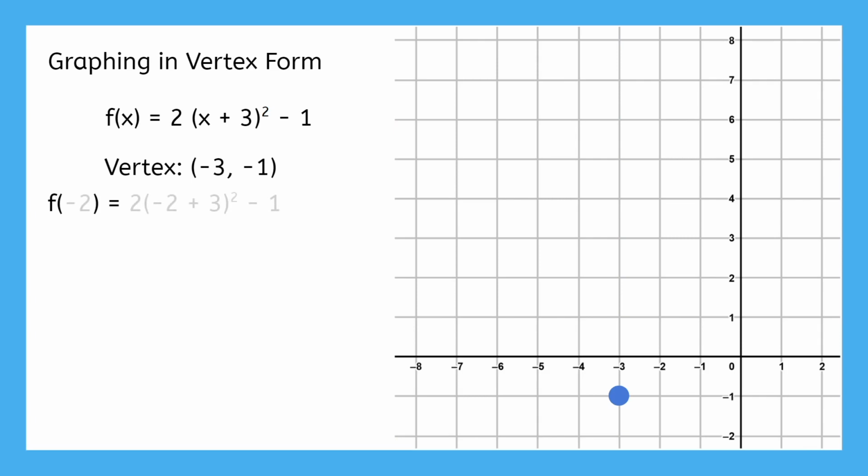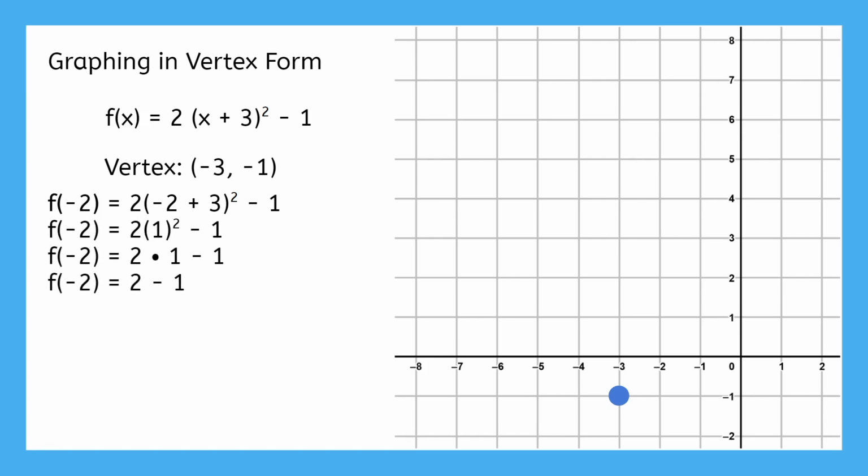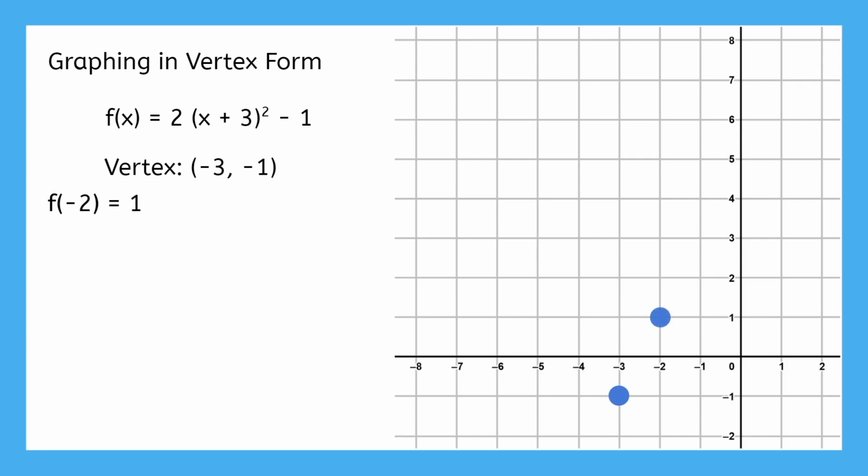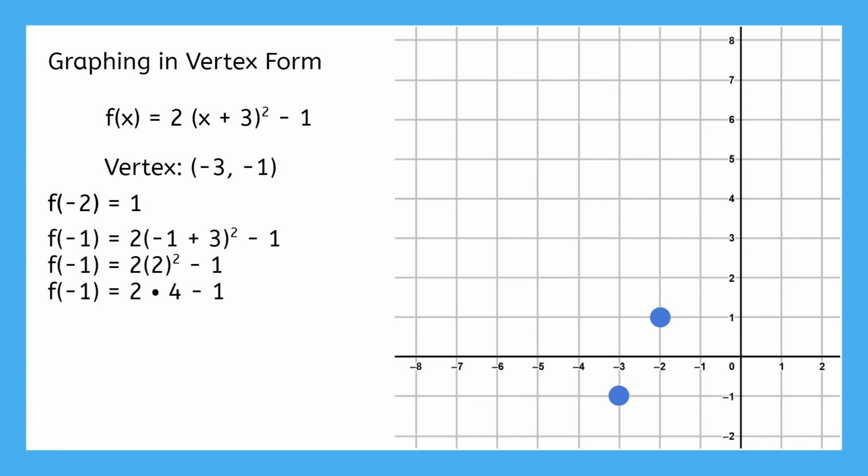If we input -2, then -2 plus 3 is 1, and then 1 squared is 1. 2 times 1 is 2, minus 1 leaves us with 1. So when we input -2, the output is 1. Next, we'll go another unit to the right and input -1. -1 plus 3 is 2, and 2 squared is 4. 2 times 4 gives us 8, and 8 minus 1 is 7. So when we input -1, the output is 7.